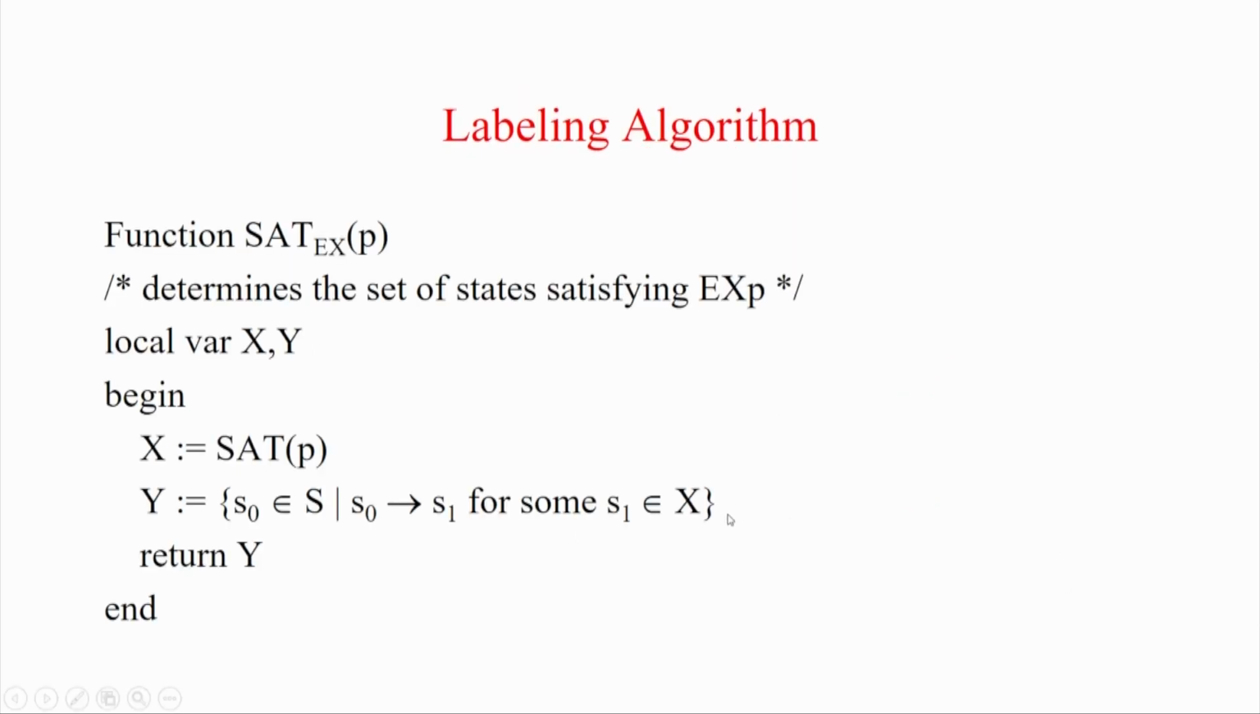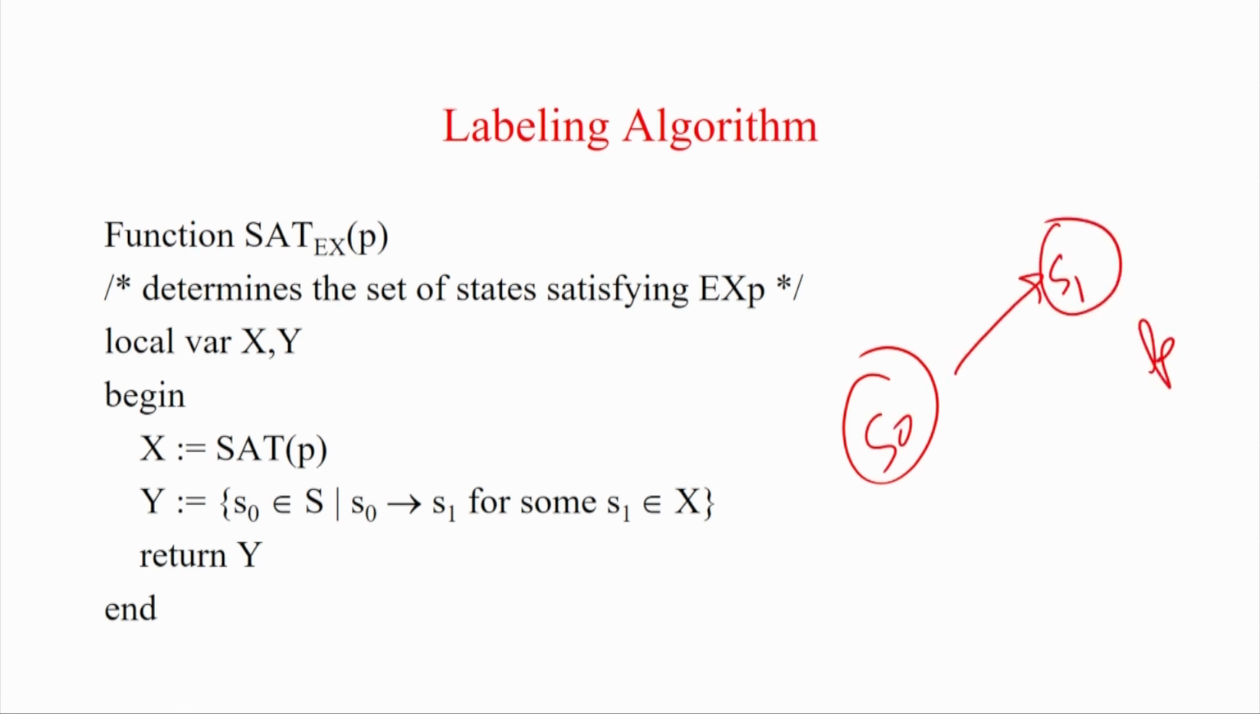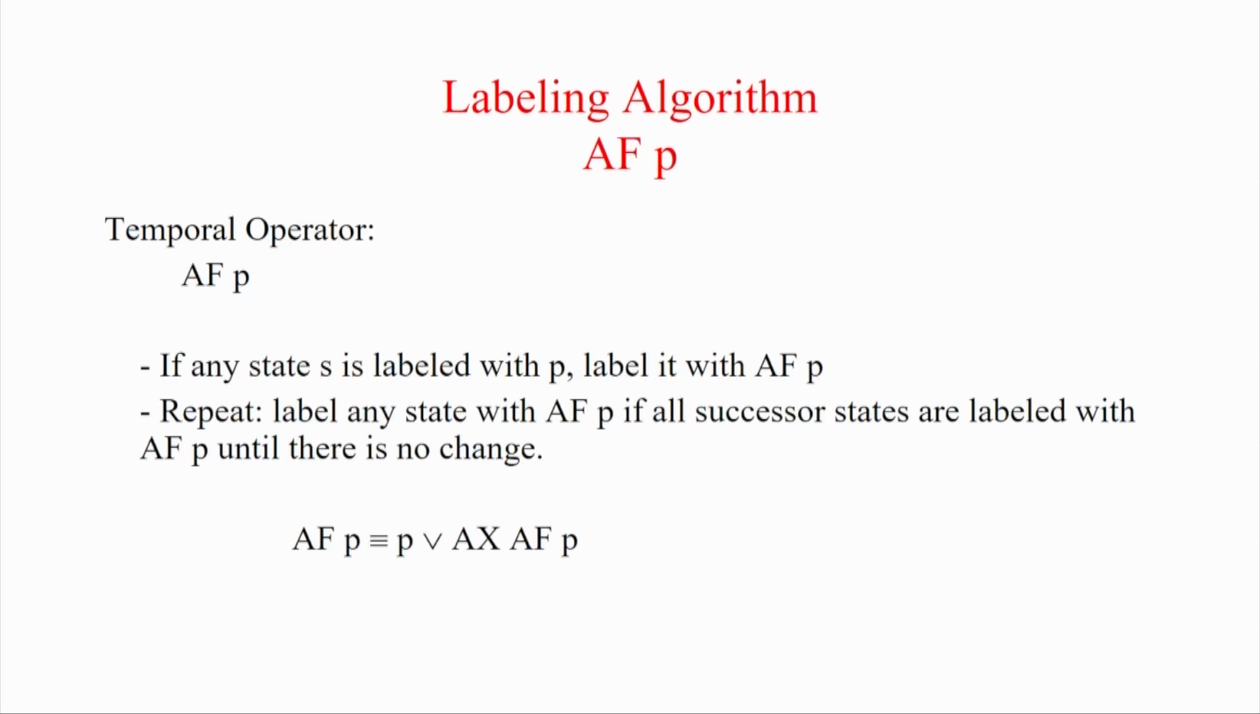So if you look at it, X is somewhere where P is true, and you have to make a set Y which is nothing but all states S0 such that there is a transition from S0 to S1, and in S1 P is true. We already know P is true in S1, and by this SAT formula you have to label that state EX. That is a simple way of doing it. This is the algorithmic way of writing it.